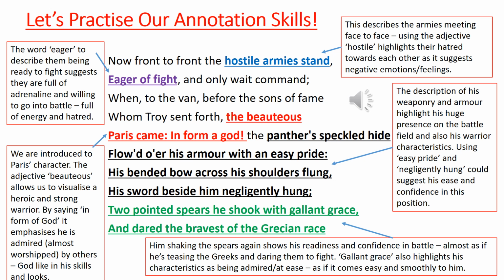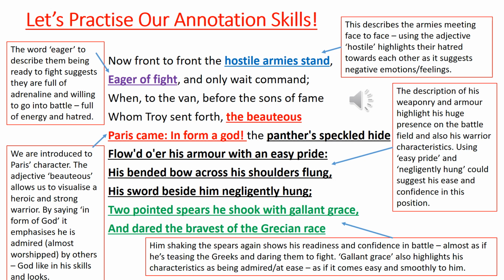But obviously at any moment he could unsheath that sword and go into battle as that strong, godlike warrior he's being described as. The fact that he's described with this panther's speckled hide means he has probably hunted and killed a panther, and this hide, the skin of the panther, is now over his armour as almost like a prize, a trophy. So the fact that it's hung there over Paris's shoulder with easy pride suggests that he's proud of what he's done, but also if he's at ease and the sword is just there, part of him, he's at ease and confident in battle.